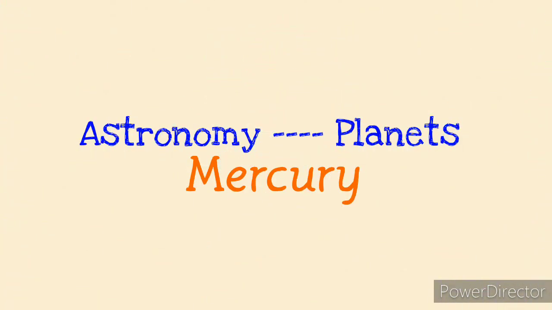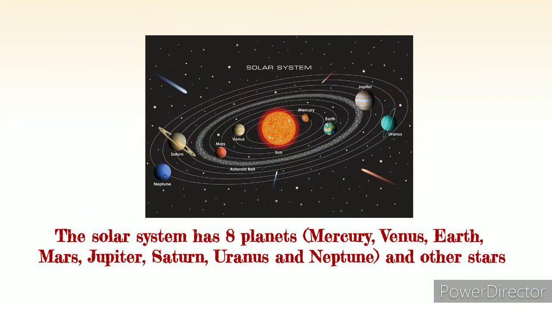In this session, we'll be learning about Mercury. Remember that in our previous astronomy video, we talked about the solar system and what makes up the solar system. We mentioned the 8 planets and other stars. The planets including Mercury, Venus, Earth, Mars, Jupiter, Saturn, Uranus, and Neptune. So today we'll be picking one of the planets, Mercury, and discussing it thoroughly.